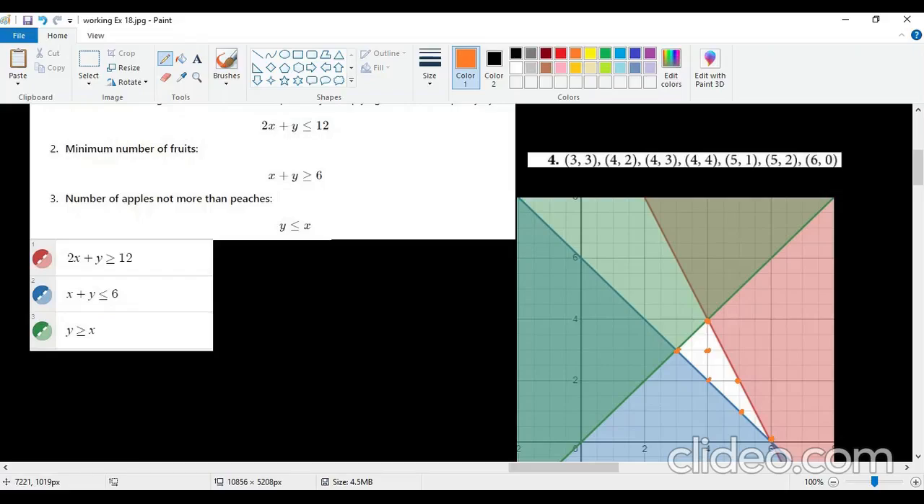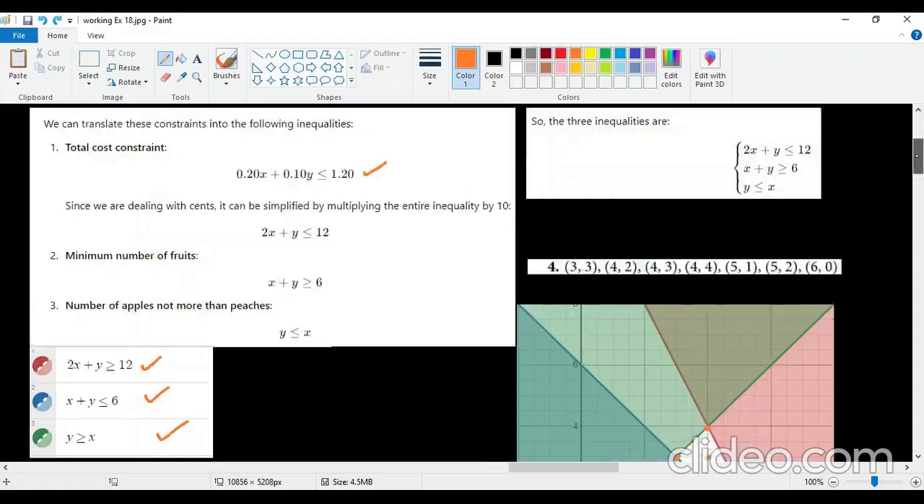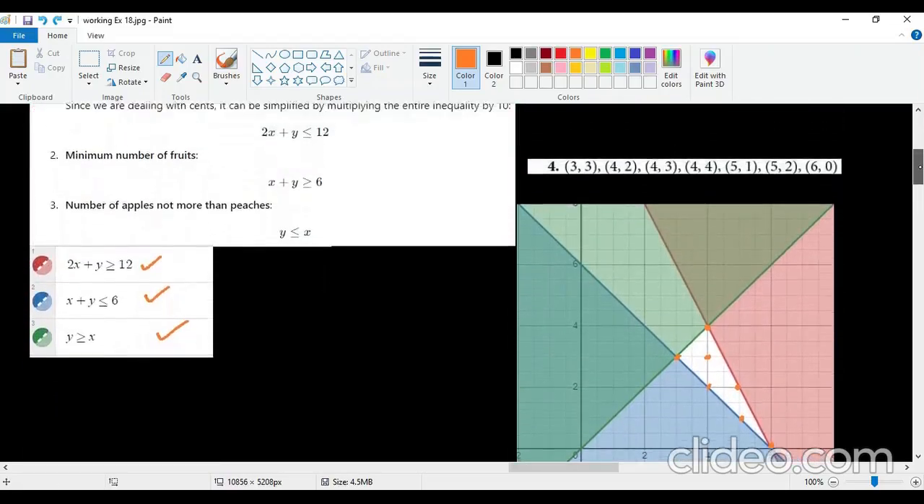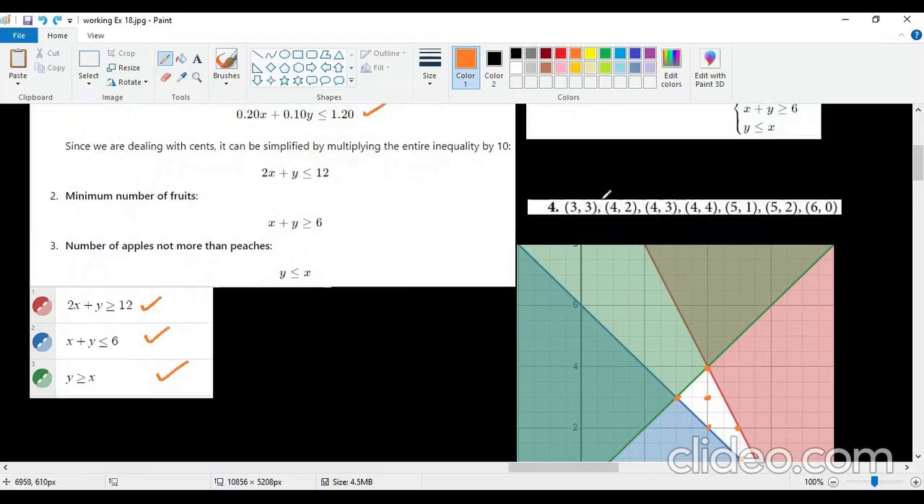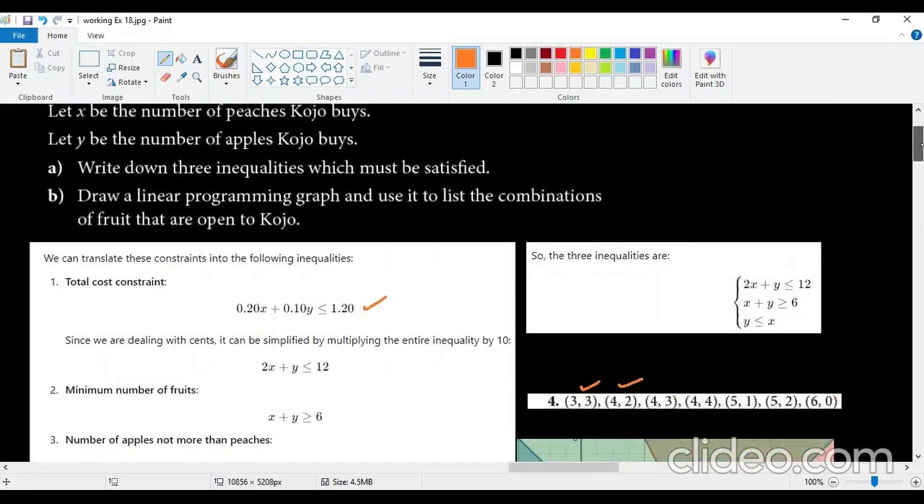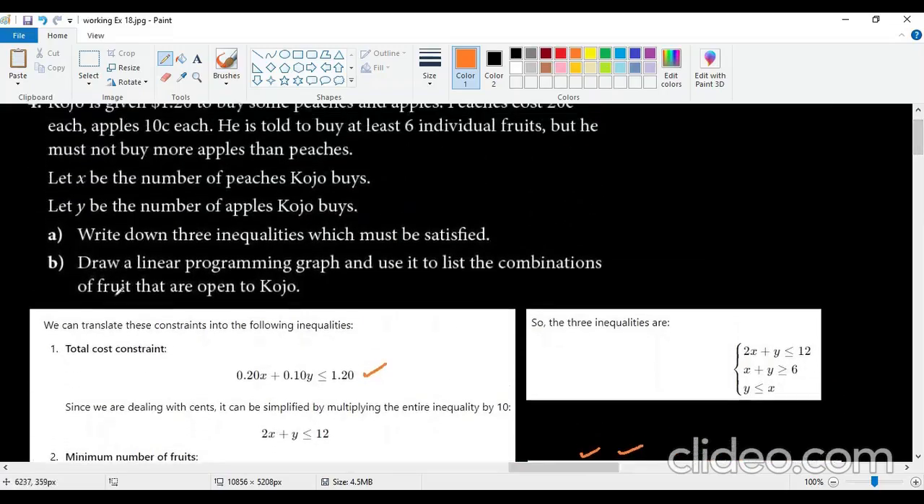Now, these are the things that you'll be putting in your Desmos. Be very careful. You'll be using the opposite of what you have been given in the question. Now comes the values. These are the points that you are going to get in your Desmos, and this is the requirement of this question. So what you have done is you have written three inequalities and then drawn a linear programming graph and used it to list the combinations of fruit that are open to Kojo.